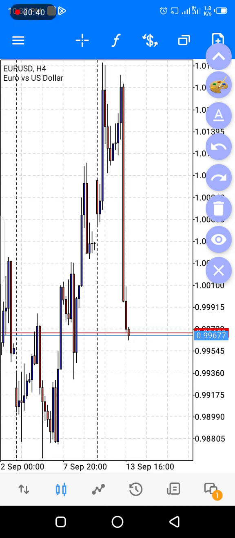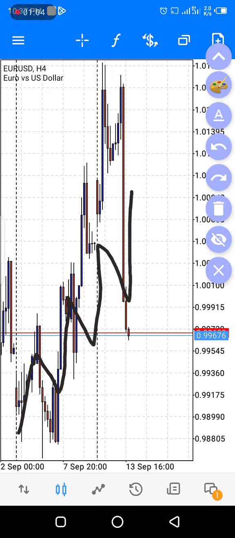This is the forex market, and this market moves in three major directions, or in three major ways. For the uptrend, we have higher highs and higher lows. This is for an uptrend.